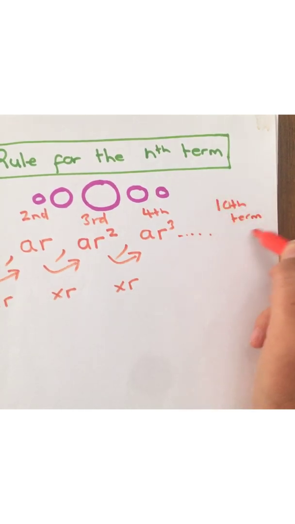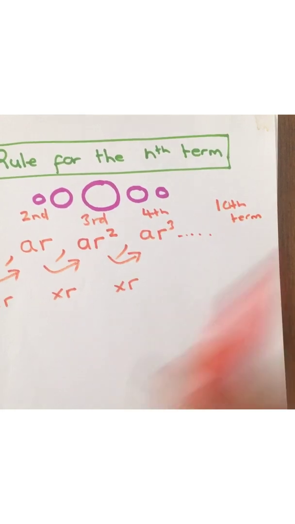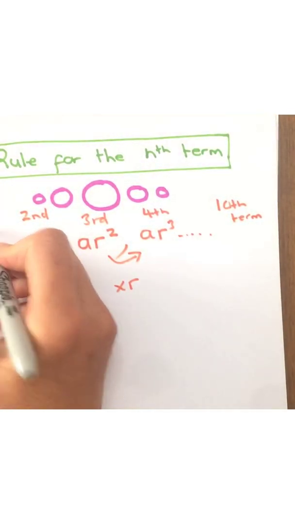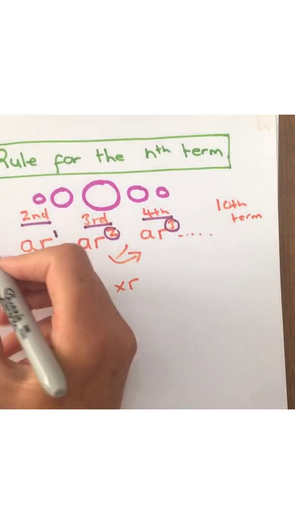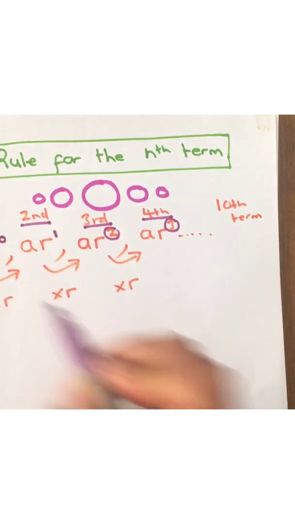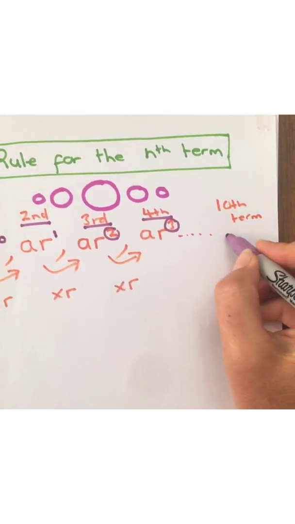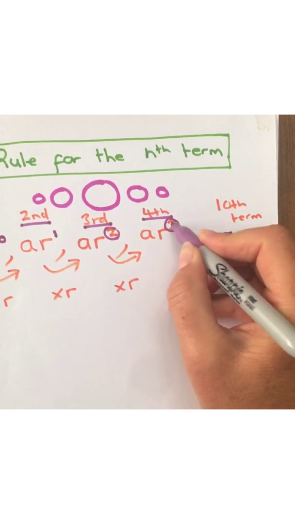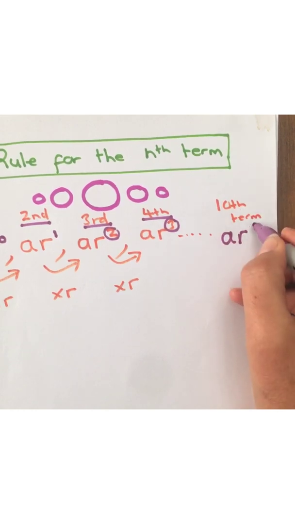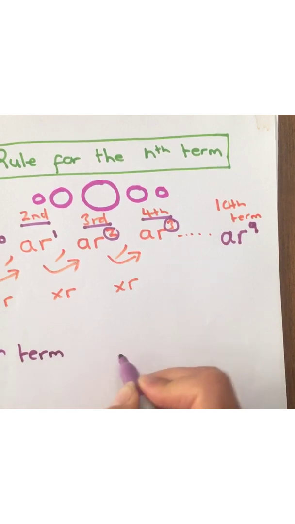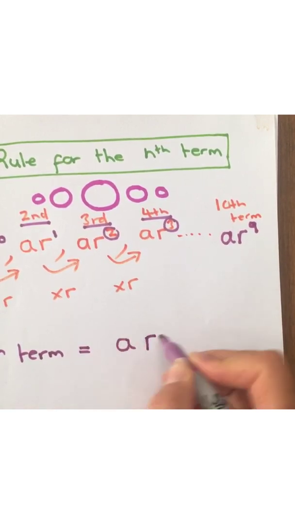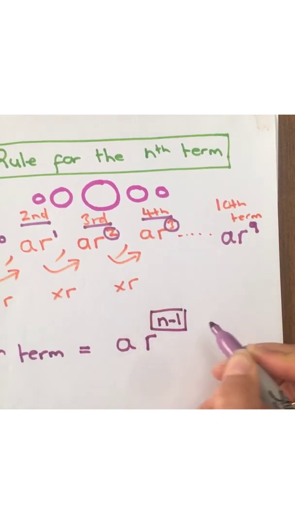So guys, what's the rule for the 10th term of this sequence? Can you see the connection between the term and the value of R? Think of the first term as R to the 0, because R to the 0 is just 1. The power is 1 less than the term itself. So the 10th term is AR to the 10 minus 1, AR to the 9. So the nth term of a geometric sequence will be AR to the power 1 less than the term itself.